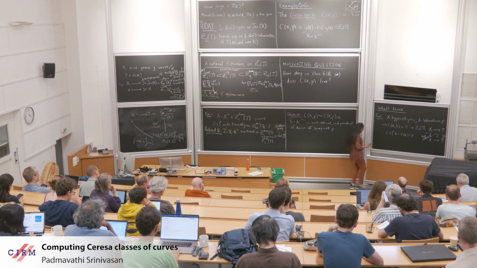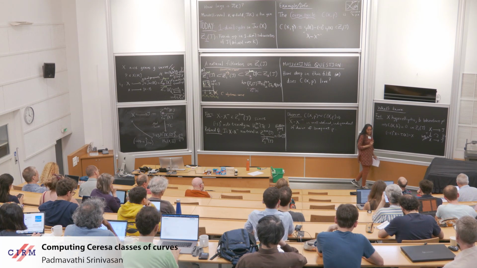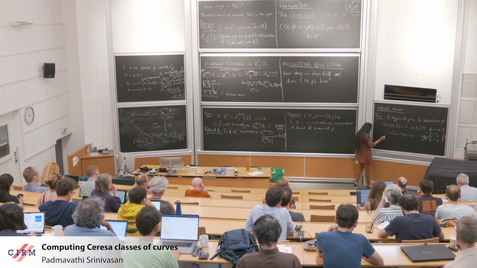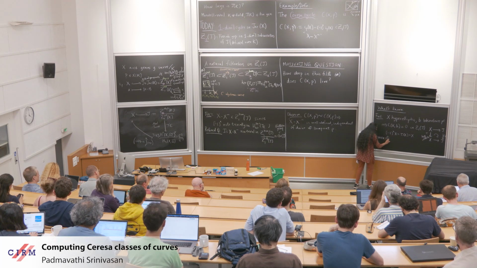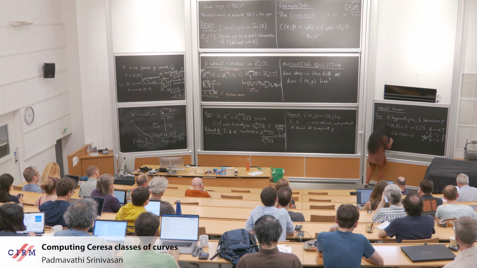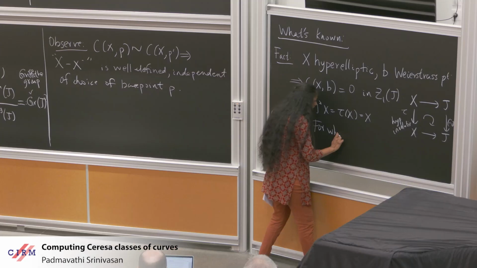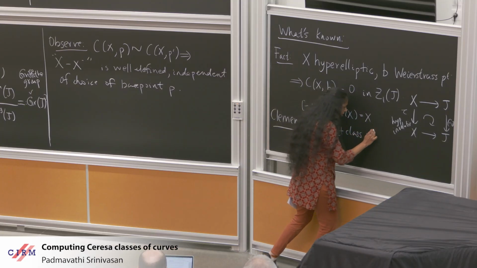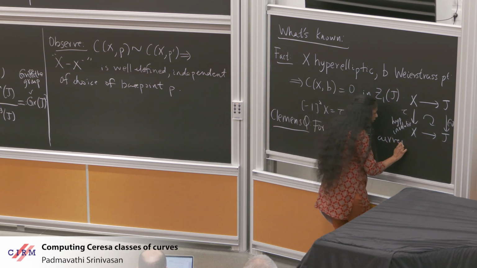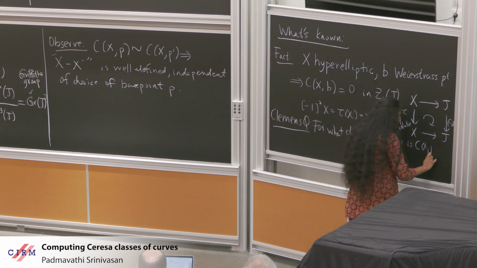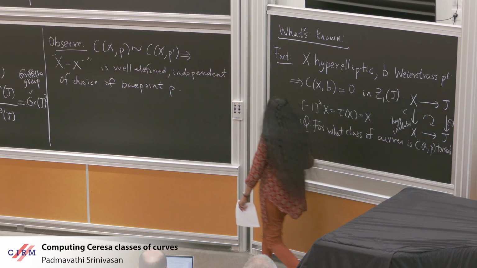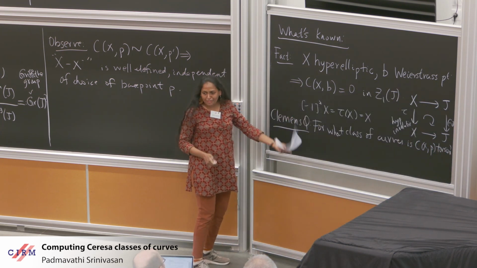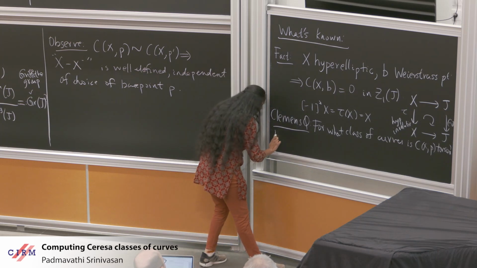Okay, maybe I should write this, because if I was giving a different talk, there are several talks I can give on the Ceresa cycle, but you can ask for what class of curves is the Ceresa cycle torsion. Are these obvious examples the only class of examples?